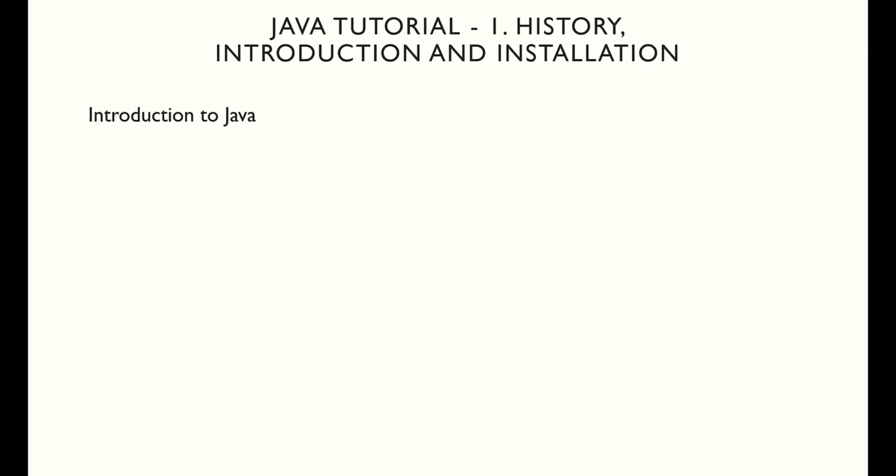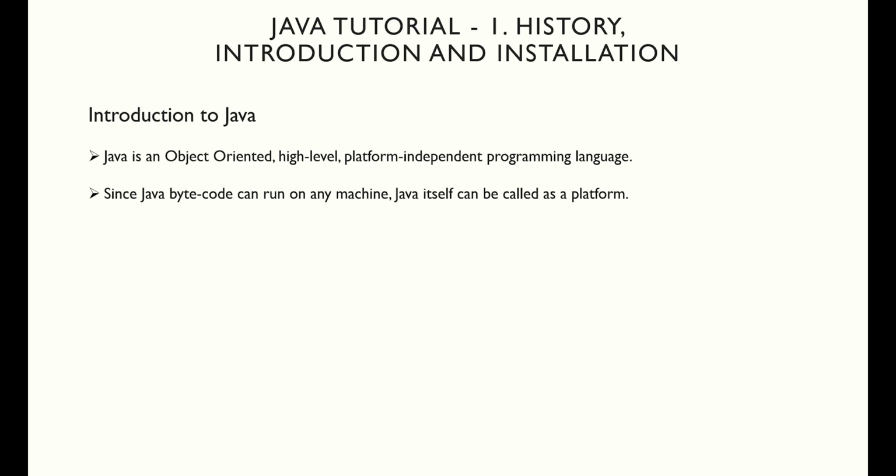The next topic is Introduction to Java. Java is an object-oriented, high-level, platform-independent programming language. Java has been widely used to develop desktop applications, web applications, enterprise applications, mobile applications, embedded systems, smart cards, games, and many more. Any hardware or software where a program runs can be termed a platform.